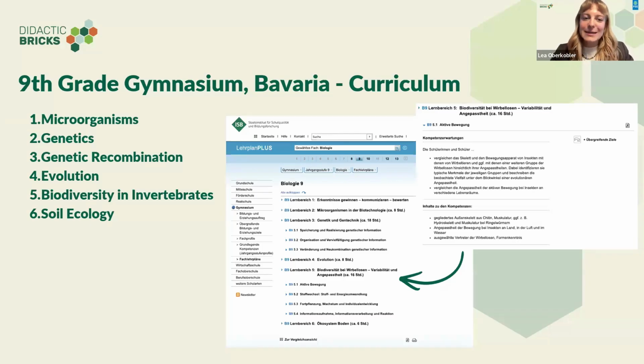Germany is a federal country, so we do have our own curriculums in each state. And in Bavaria, it looks a bit like this for the 9th grade. The topics in the 9th grade are microorganisms, genetics, genetic recombination, evolution. Then we actually even have the word biodiversity in there, because it's biodiversity in invertebrates. And then we have soil ecology.